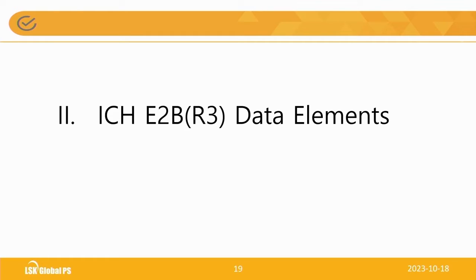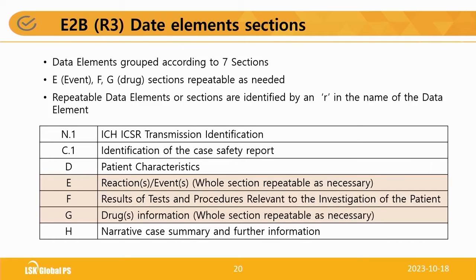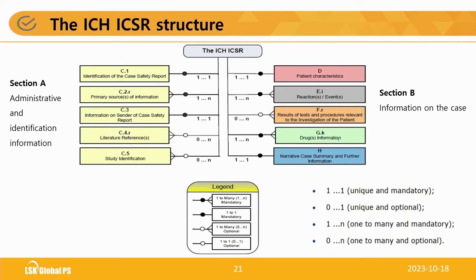So that was the purpose of ICH E2B R3, and now we would look at the data elements. So data elements are grouped into 7 sections. E stands for event, F is for test, and G is for drug information. The sections can be repeated as needed, and the other sections are unique. They're not repeatable.